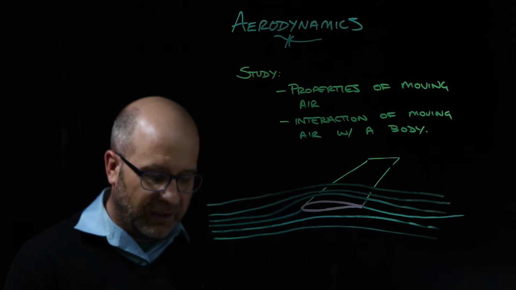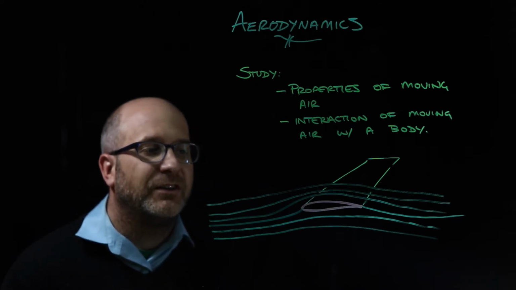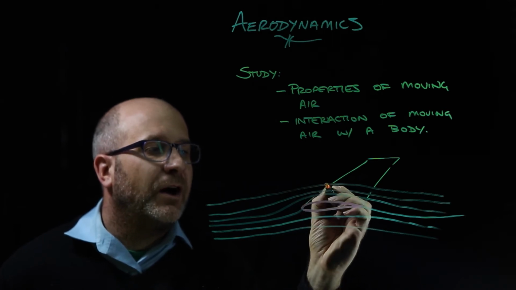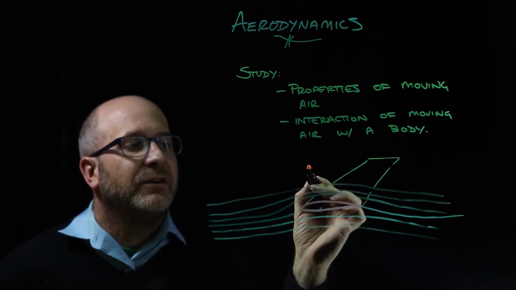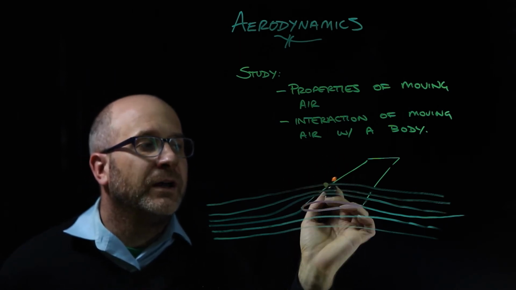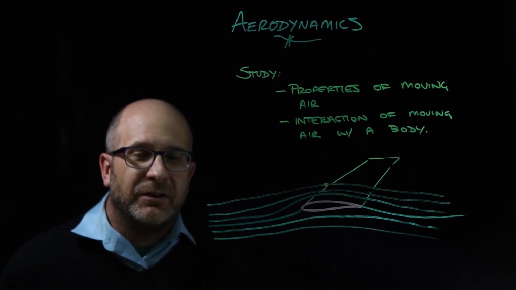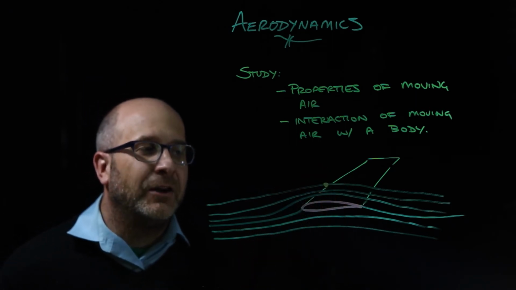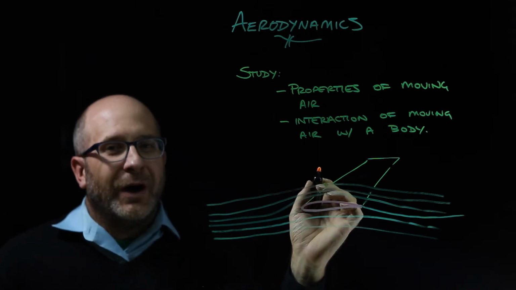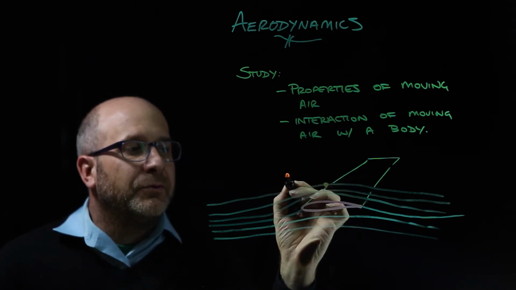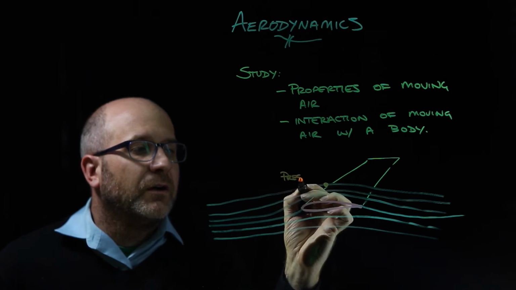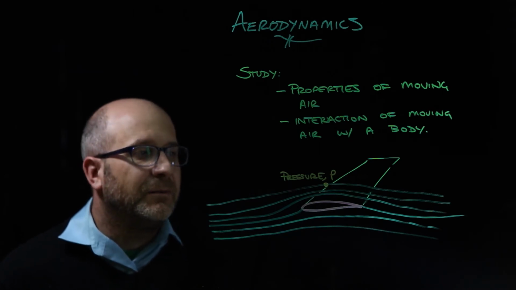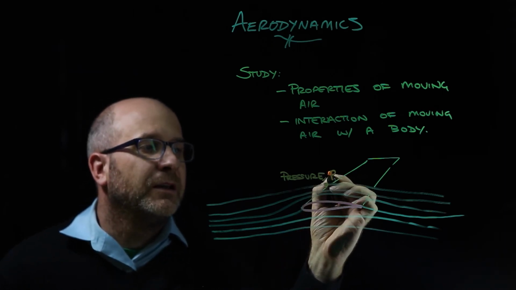If we look at this in a bit more depth, what if we picked a certain point around this airfoil, let's say right up top here? What we might be interested in is the properties of the flow at that location. Take a moment and think about what properties might be important at that location. As we do that, we might find that the pressure of the air at that location, which I'm going to denote with a little p, is important.